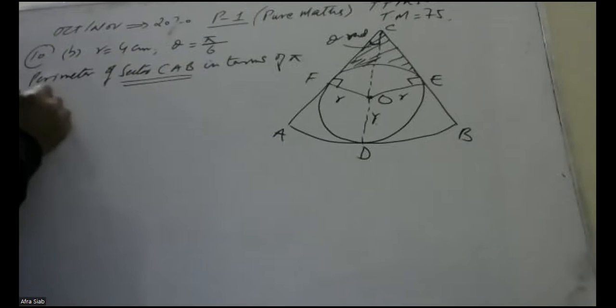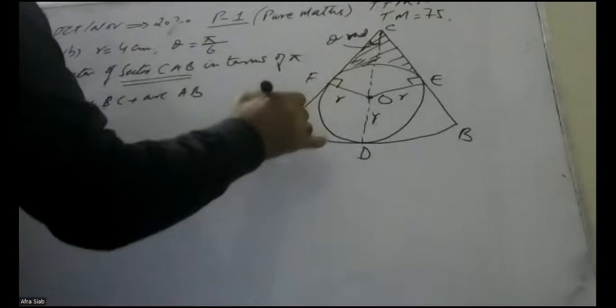Now part B: R is equal to 4 centimeters and theta is equal to pi by 6. Find the perimeter of CAB. So the perimeter of sector CAB is equal to AC plus BC plus arc AB. This is C to A, C to B, and A to B.